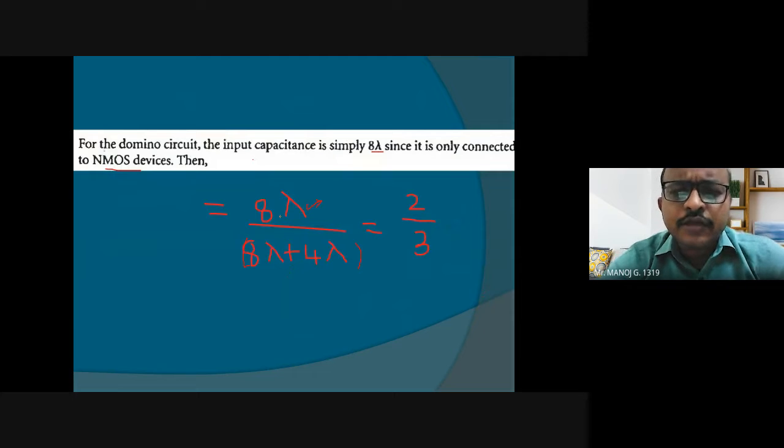So when I simplify this, it becomes 8 lambda over 8 lambda plus 4 lambda, which is going to be 8 by 12. When you simplify it, the lambda gets cancelled, and you end up with 2 by 3. So this is the logical effort which is required for domino logic.